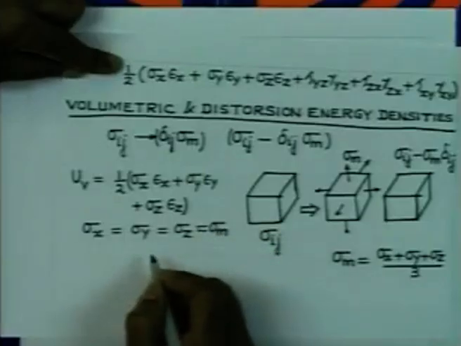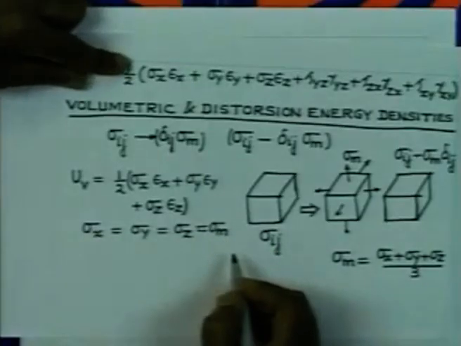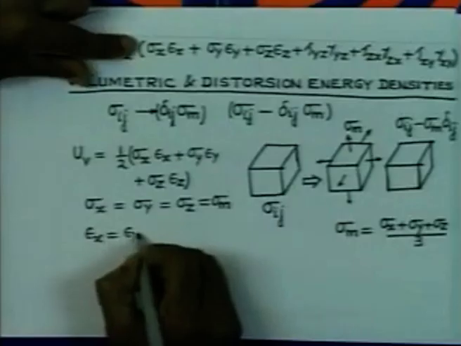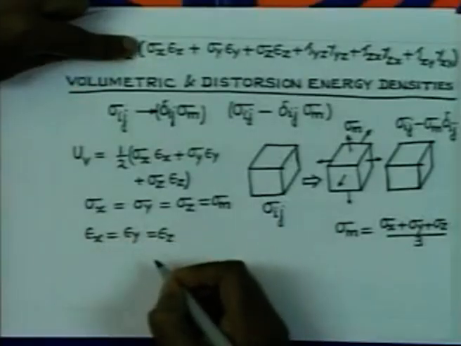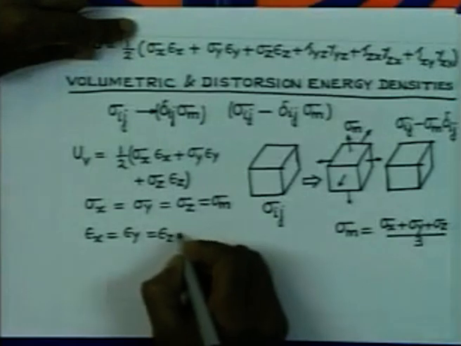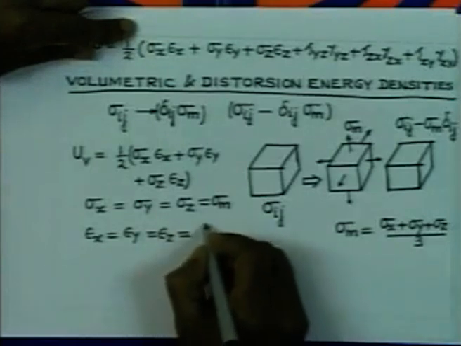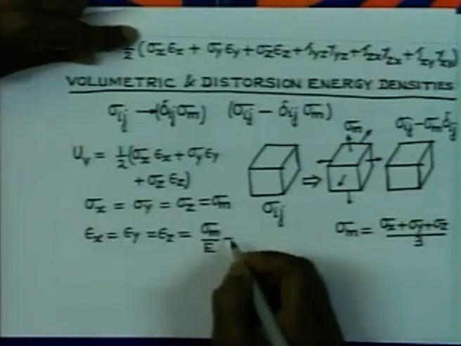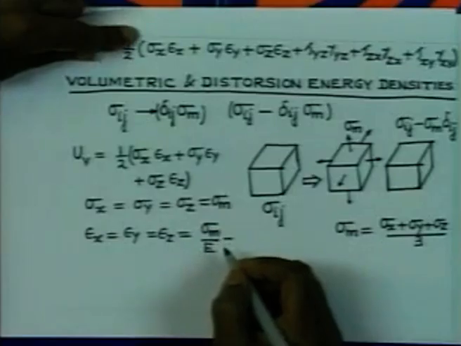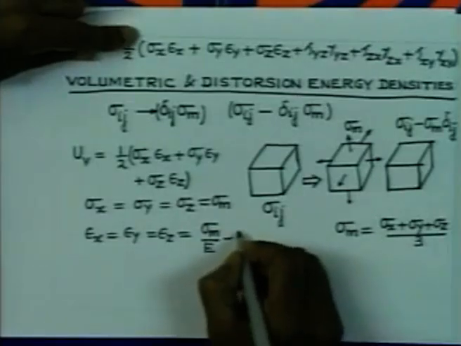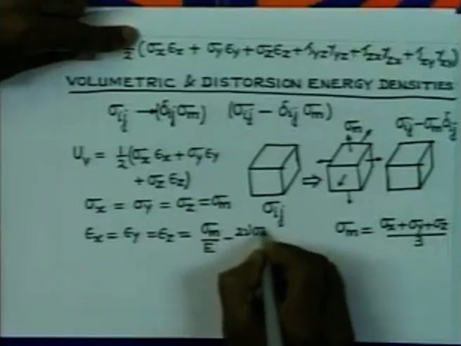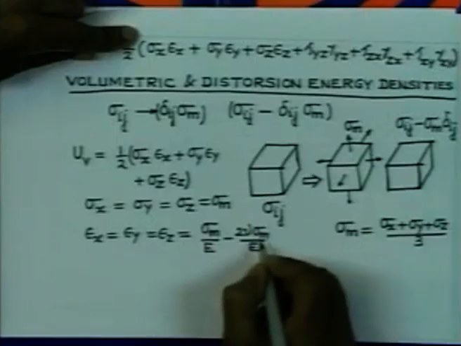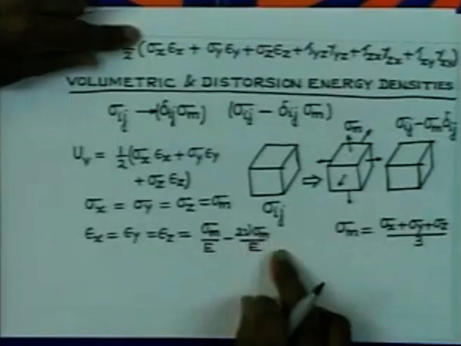So, therefore, this volumetric part we have this, and epsilon x is equal to epsilon y equal to epsilon z. If we consider the material to be isotropic, it is going to be equal, and this is nothing but sigma m by E minus nu times sigma m by E minus nu times sigma m by E. So, therefore, it is 2 nu sigma m by E. So, this includes the effect in the other 2 directions.